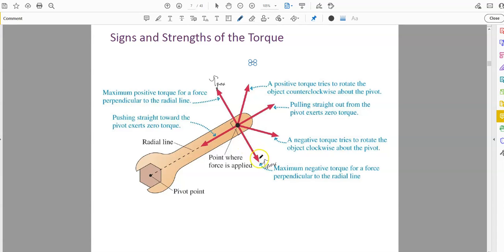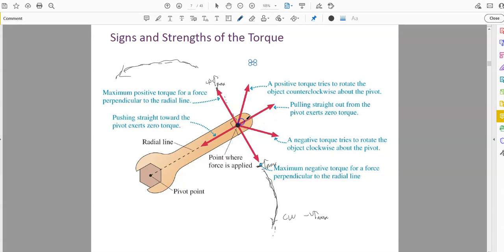This part of the force is going to twist it, I should say, clockwise. This is going to spin it clockwise, which is going to be a negative torque. So this is negative torque. This part will start to spin it counterclockwise, which is going to be a positive torque. Okay.